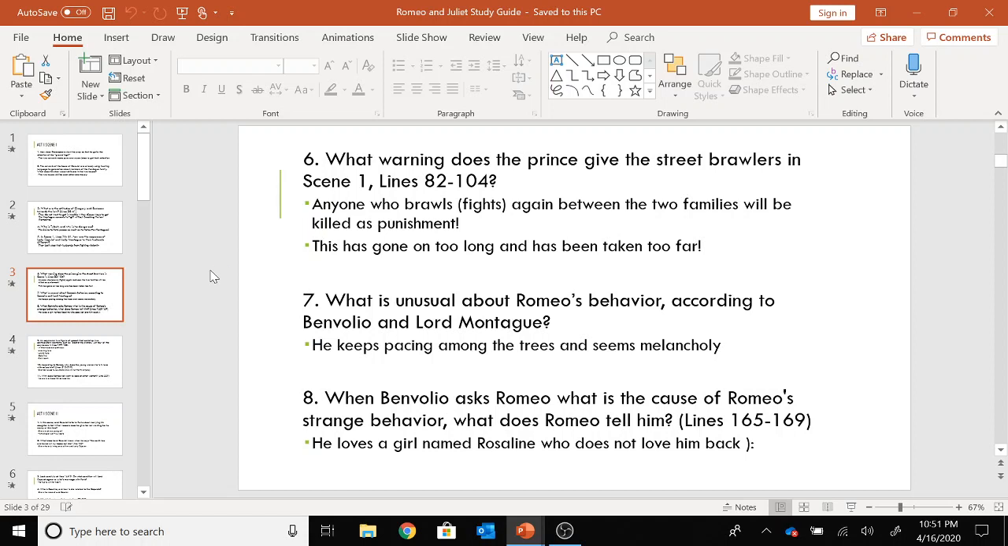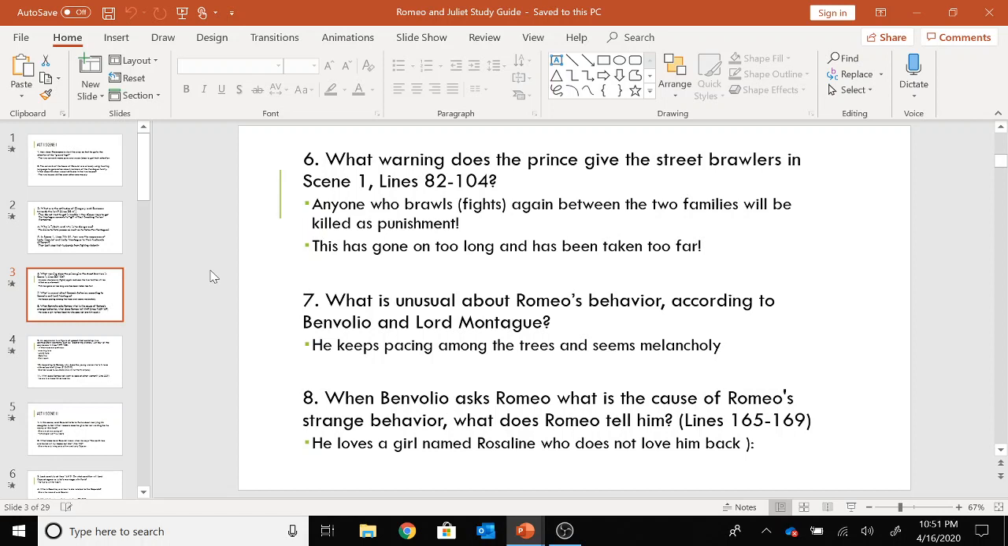The prince. Okay, what warning does the prince give to the street brawlers in scene 1, lines 82 through 104, right? He displays that he is completely fed up with this feud as well as the violence that is poured out into the streets, and he therefore claims that any fights or brawls, right, between the two families will lead to punishment, right? And this punishment will be death. That's the punishment, is death.